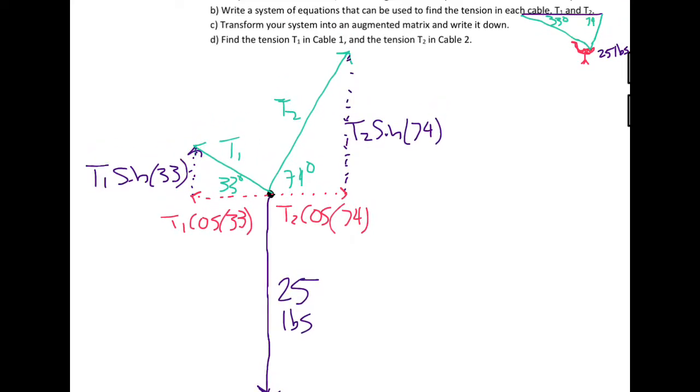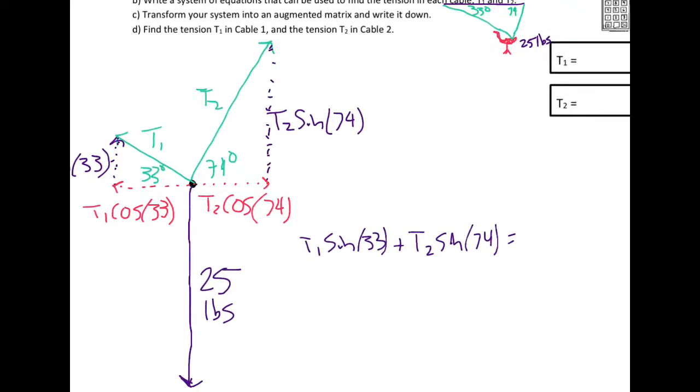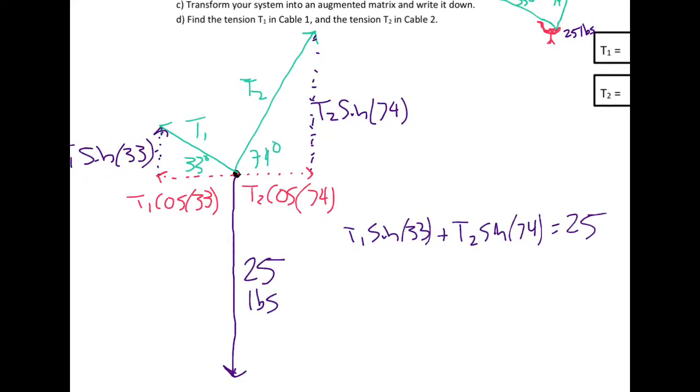Now part B says to write a system of equations that can be used to find the tension in each cable, T1 and T2. So we have two unknown values, T1 and T2, and so we need to write two equations. One equation we can write comes from balancing the vertical components. We know that T1 times the sine of 33 plus T2 times the sine of 74 has to equal 25 pounds. The downward force has to perfectly match the upward force.